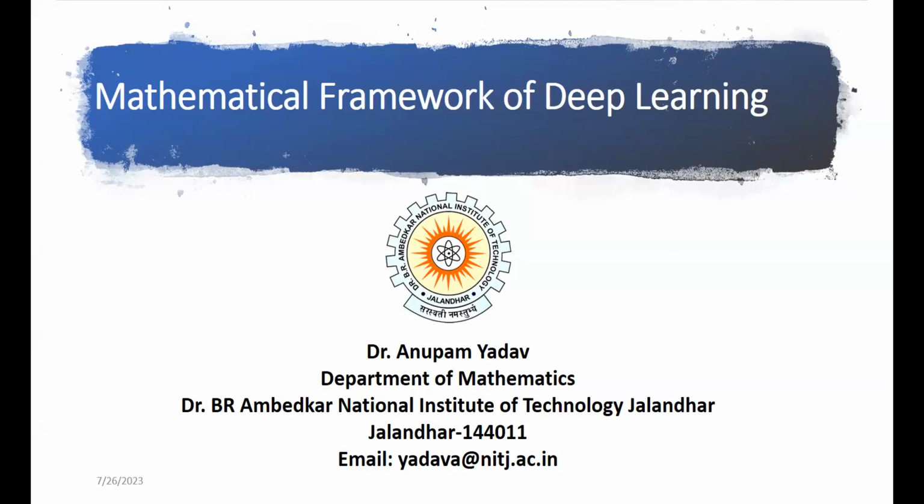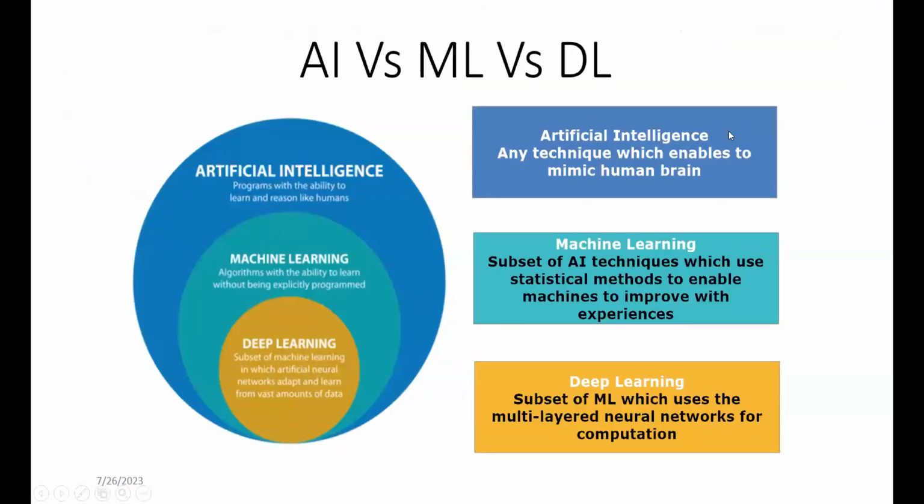Then you will be able to visualize what is actually happening inside when the model is being trained or the network is working or being developed. So if I quickly move ahead, this is the classification, because the kind of thing we are discussing comes under the framework of artificial intelligence. Artificial intelligence is any technique which tries to mimic the human brain. It is called artificial intelligence.